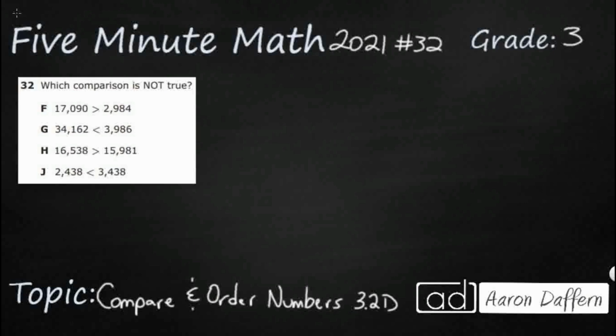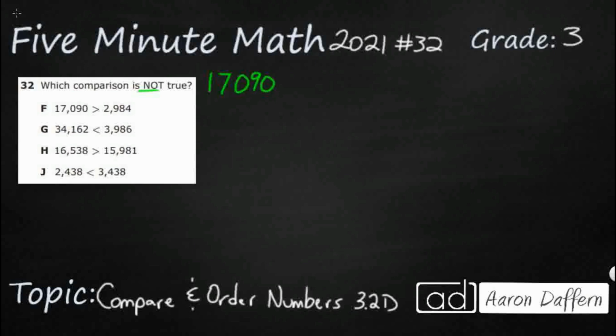So we have 4 separate comparisons, 2 with greater than, 2 with less than, and we need to find the one that is not true. Now, as tempting as it might be to just eyeball it and look at the numbers side to side, I always recommend lining them up. So let's start with F. You'll see what I'm talking about here.